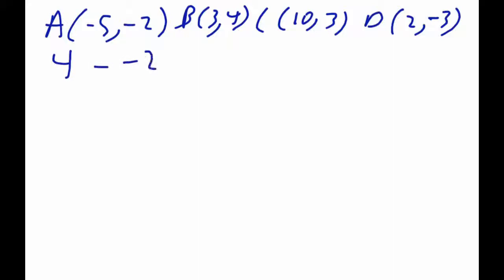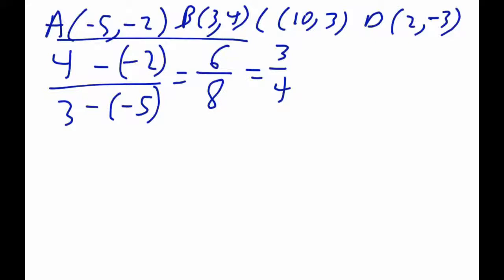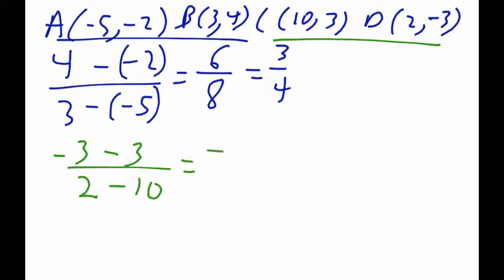So we're going to find the slopes. So we do y2 minus y1 over x2 minus x1. That gives me an answer of 6 over 8, which is 3 over 4. And that was the slope of the first two. Now I'm going to do the slope of the second two. So we got negative 3 minus 3 over 2 minus 10, which equals negative 6 over negative 8. Two negatives make a positive, and we get the answer of 3 over 4.